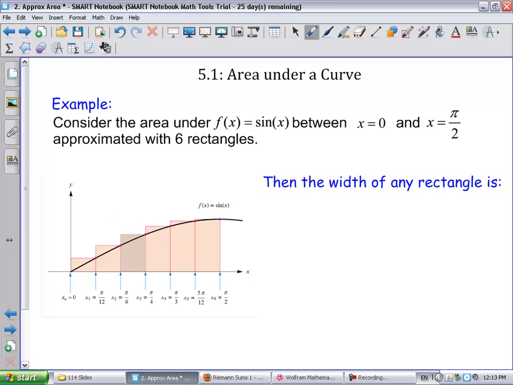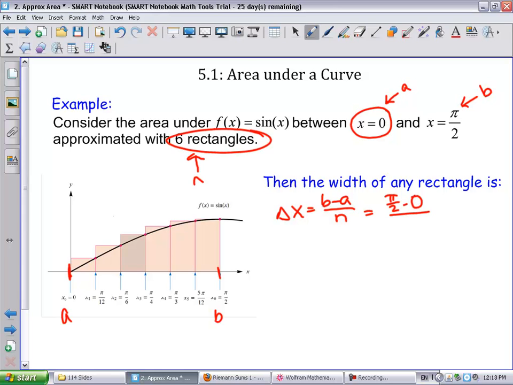All right, so in this particular example with sine, can we find the width? Well, the width should be b minus a over n. So the starting point in this picture is 0, so that's our a. And our ending point is pi over 2. So we have pi over 2 minus 0 divided by how many rectangles we have. So we have 6 rectangles, that's our n. So we have pi over 2 minus 0 divided by 6, or pi over 12. And that should make sense because our first grid point is at pi over 12. We've moved from 0, a distance of pi over 12, to get to pi over 12.